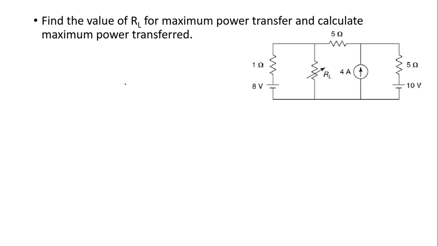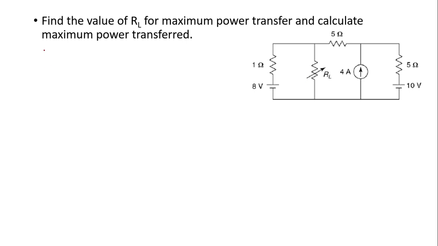So today again we are going to solve problems related to the maximum power transfer theorem. We are still dealing with DC circuits, and we can just check out the problem. In this problem we have to find the value of RL such that maximum power is transferred, and you also have to find the value of the maximum power transferred. So how can you do that?